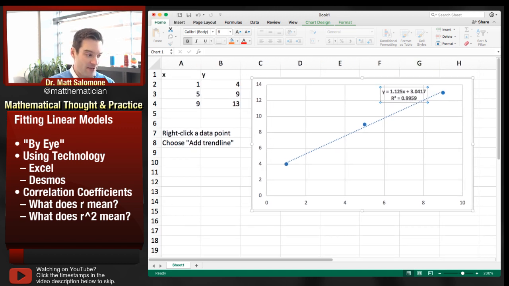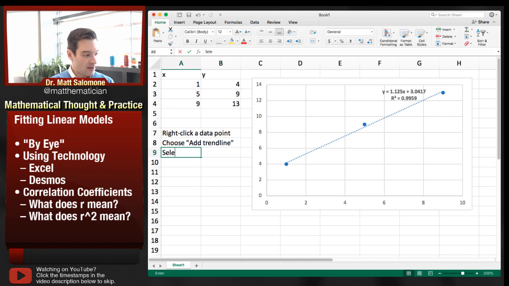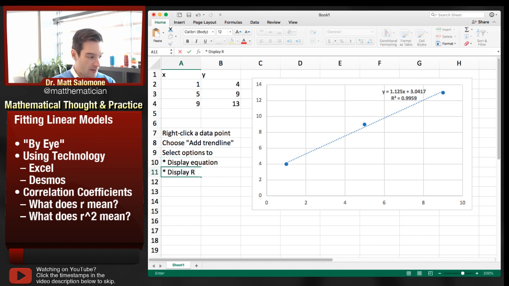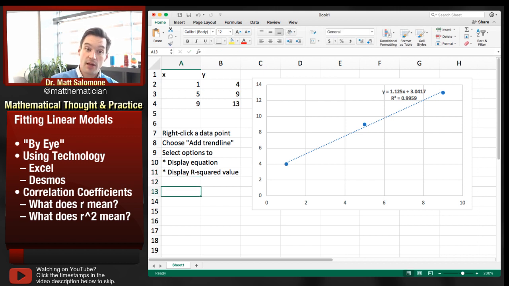So that's my favorite way of doing this. Select options 2. On the one hand, we want to display the equation, and then also display the R² value. And that's usually enough to get us to what we need to do.